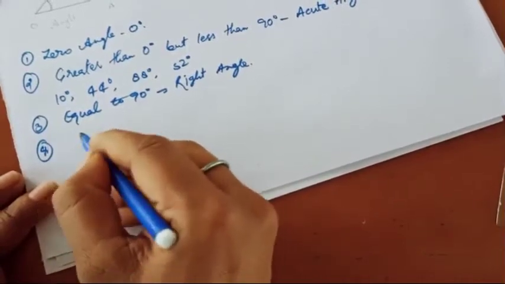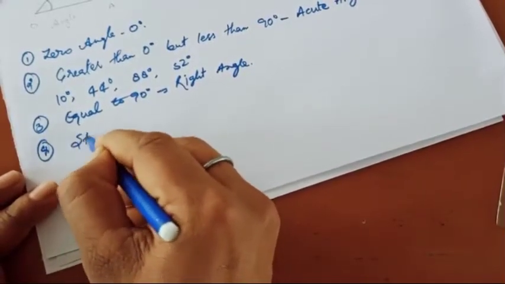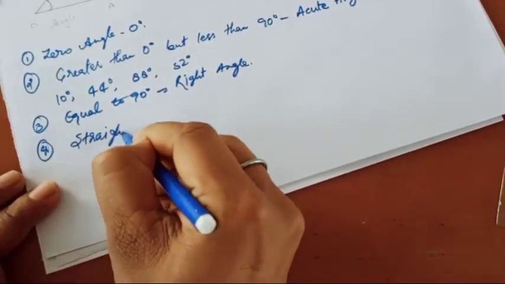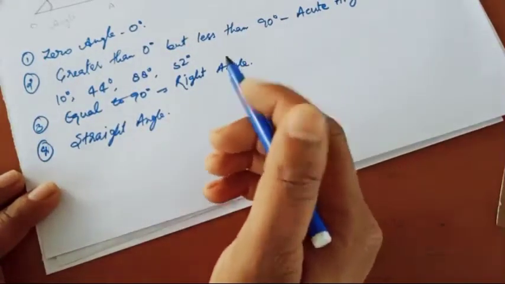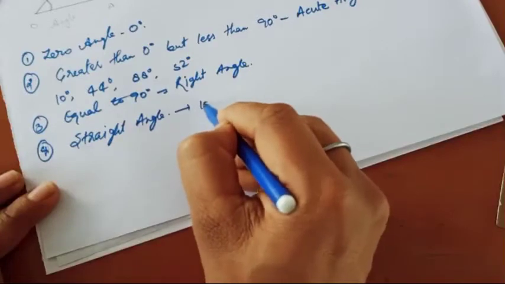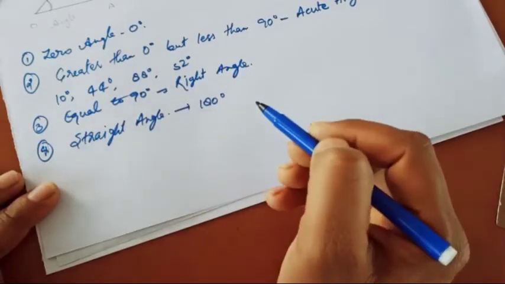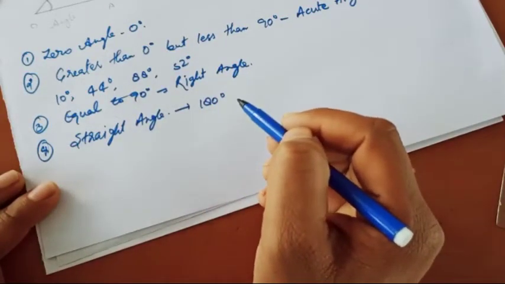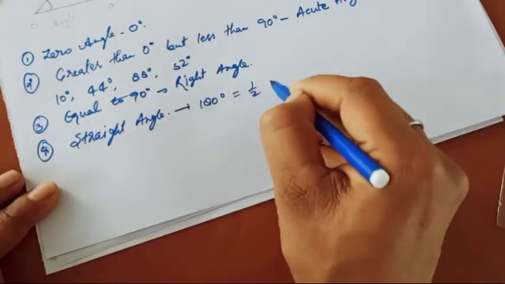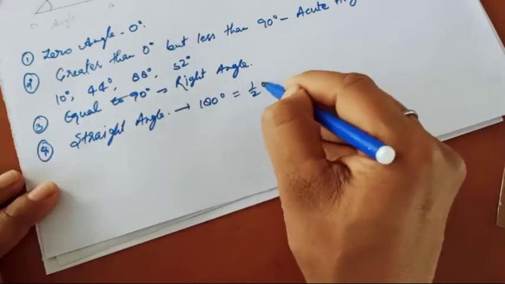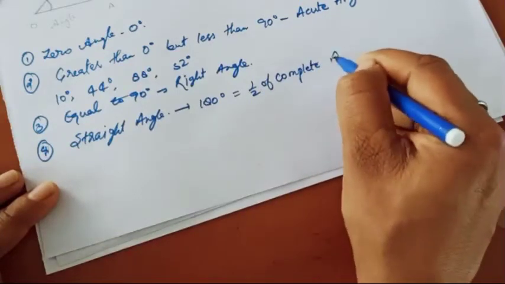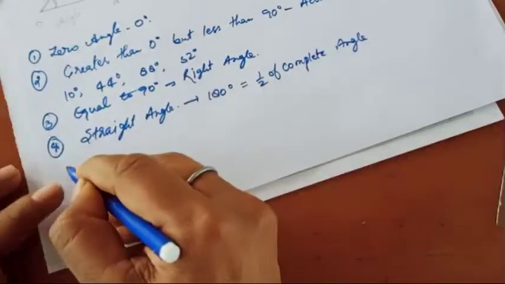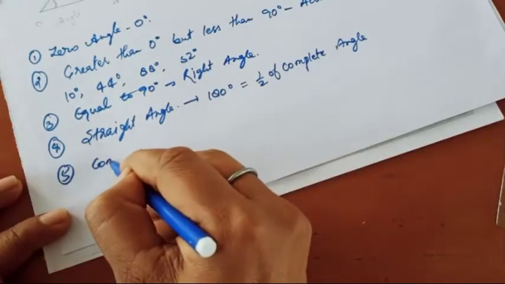Then next is a straight angle. So what is a straight angle? A straight angle means completely 180 degree. This is called a straight angle. It is half of the complete angle. So question is that what is complete angle? Correct? So a complete angle measures 360 degree.